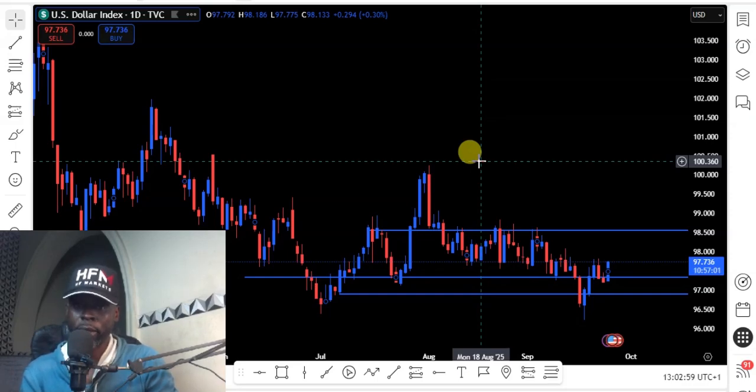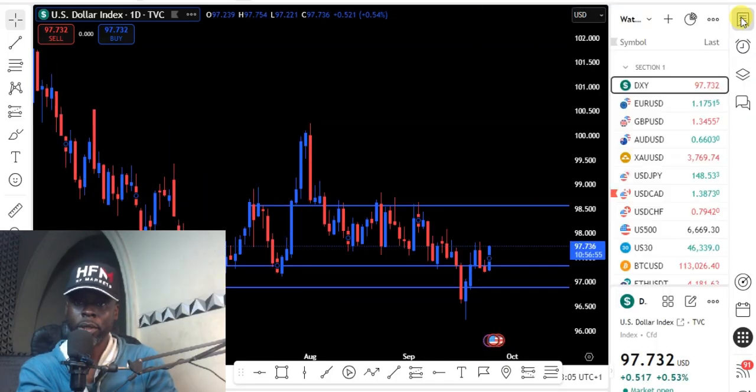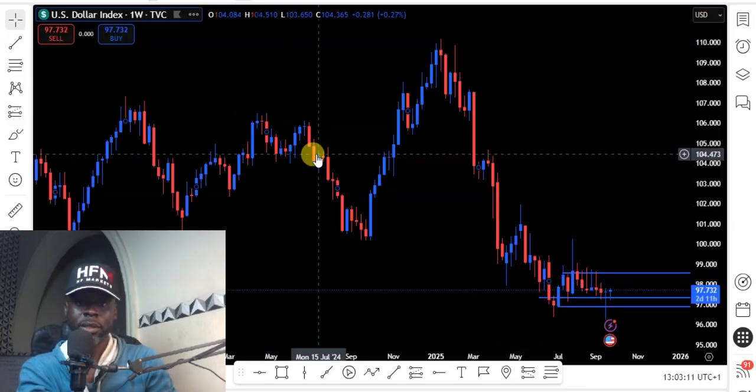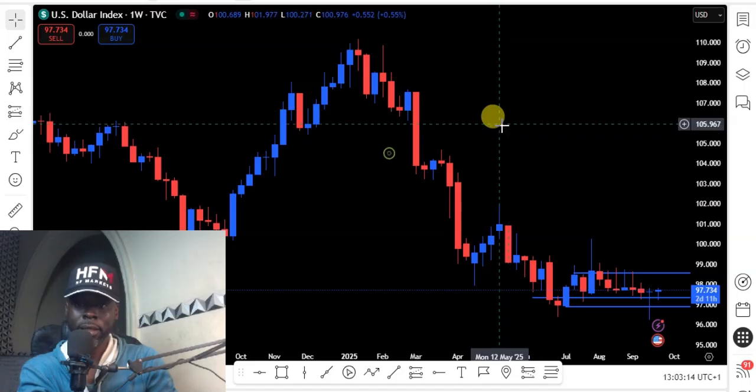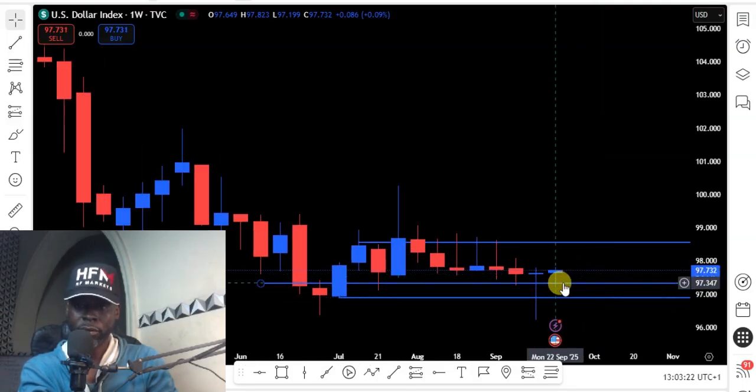So in my previous weekly analysis, which I did during the weekend, I said I expect the dollar index to do a retest of the weekly demand level, and price just did that by retesting the level we plotted out on the previous weekly analysis. You can see that price was rejected from this support level.